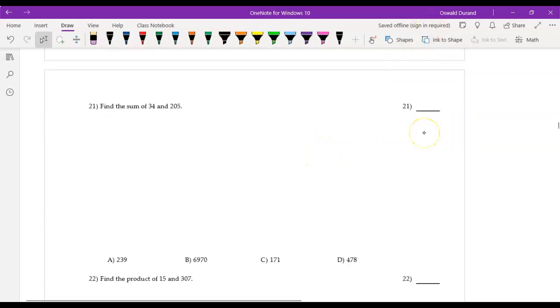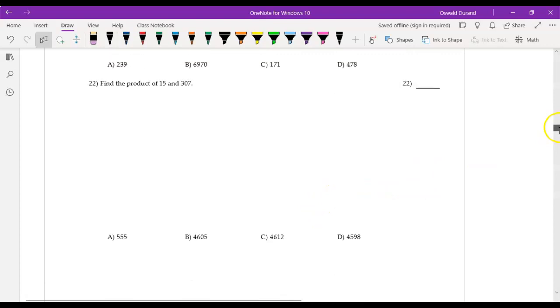Alright, so finding the sum is adding two numbers, right? So this one is easy. It's 34 plus 205. That's 239. Right? When we talk about product, we talk about multiplication. So it's going to be, find the product of 15 times 307. And we do the calculation. So 15 times 307 is equal to 4,605. Okay?